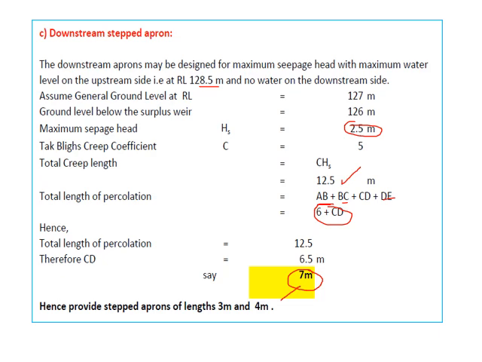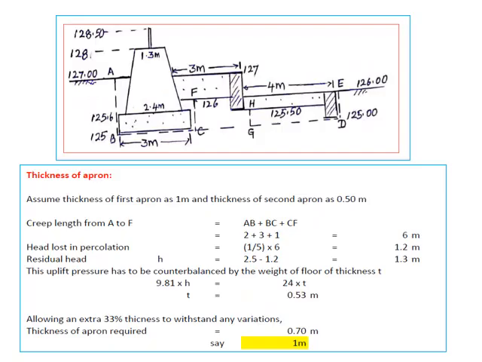Two aprons, as I told you, are stepped aprons. The first apron will be 3 meters, which is 1 meter thick, and 4 meters is the length of the second apron, which is of 0.5 meters thickness. So this is the sketch of the aprons that we are providing. The first apron will be kept at the level 127, which is general ground level. The second apron will be kept at level 126, which will be below the ground level, below the surplus weir. So we have the thickness of the first apron as 1 meter, and the thickness of the second apron as 0.5 meters.